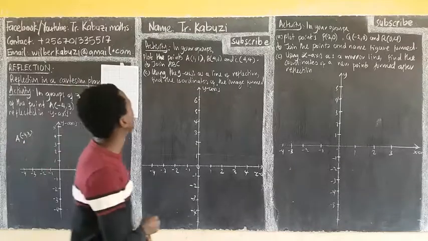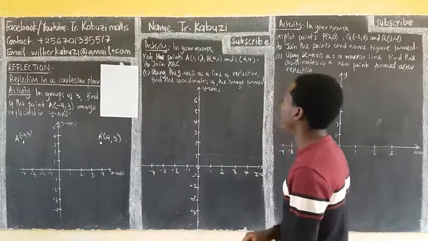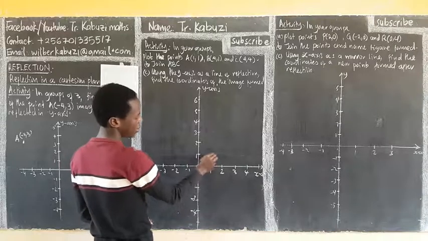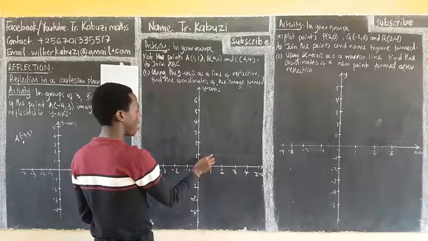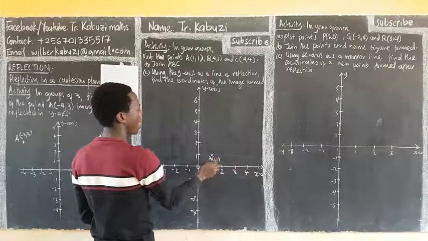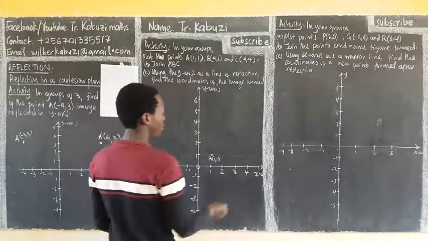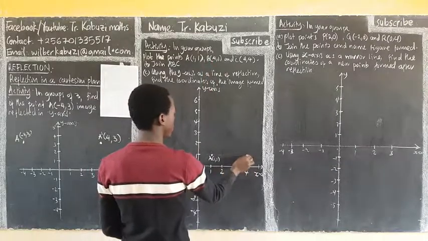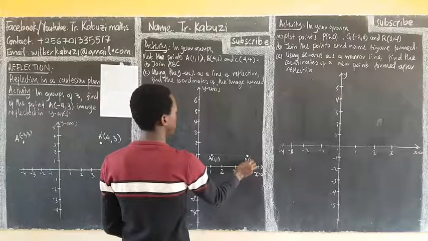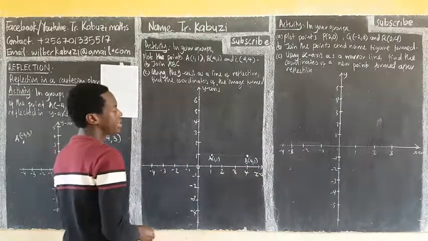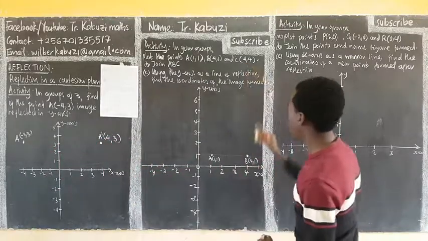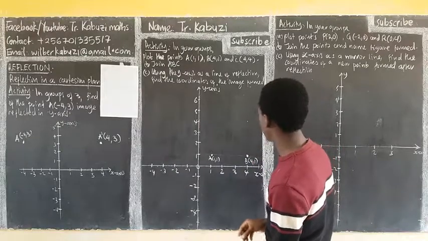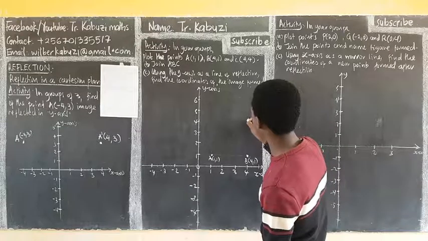Okay, then when you come to activity 2, plot the points A, 1, 1. So 1, 1, I think you see x is 1, then y is 1. This is our A, 1, comma 1. Then B, 4, 1. x is 4, y is 1. This is our B. Then C is 4, 4. It means that x is 4 and y is 4. They are meeting here, as you can see. So this is our C.